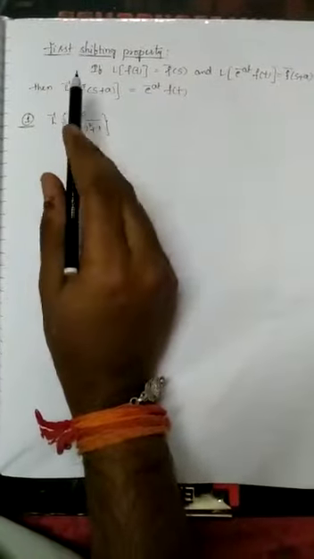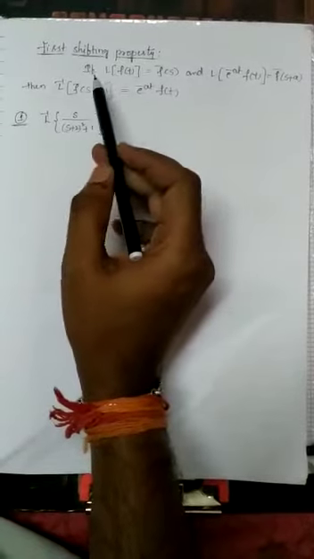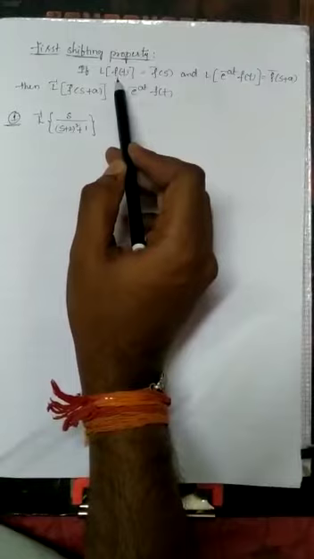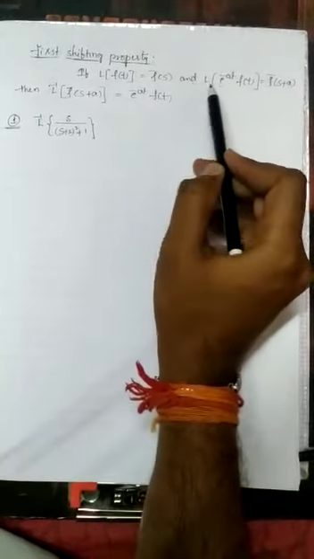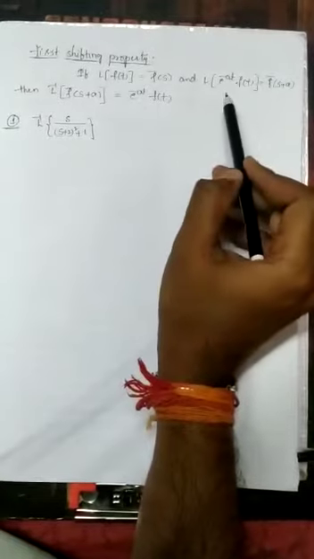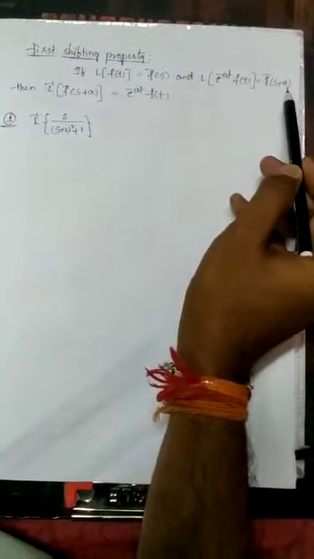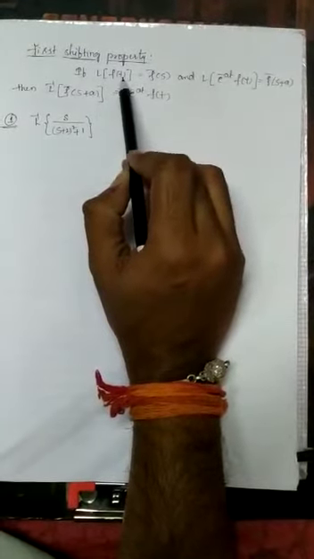Okay, now let us discuss the next topic, that is the first shifting property. First let us see the statement here. If the Laplace transformation of the given function f of t is f bar of s, then the Laplace inverse of e power of minus at f of t value will be f bar of s plus a.